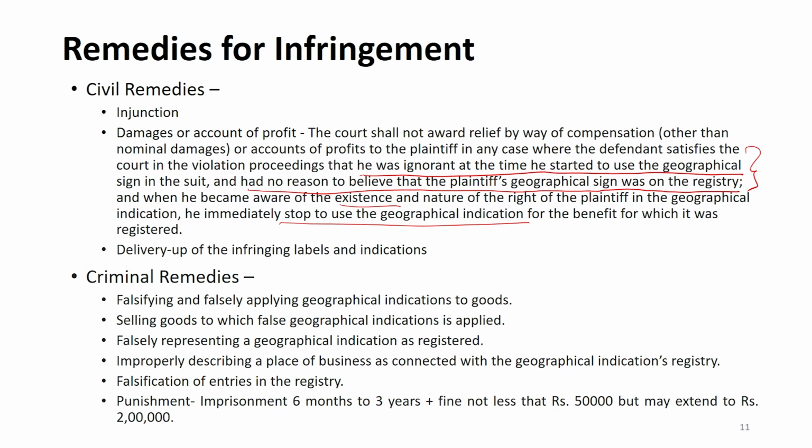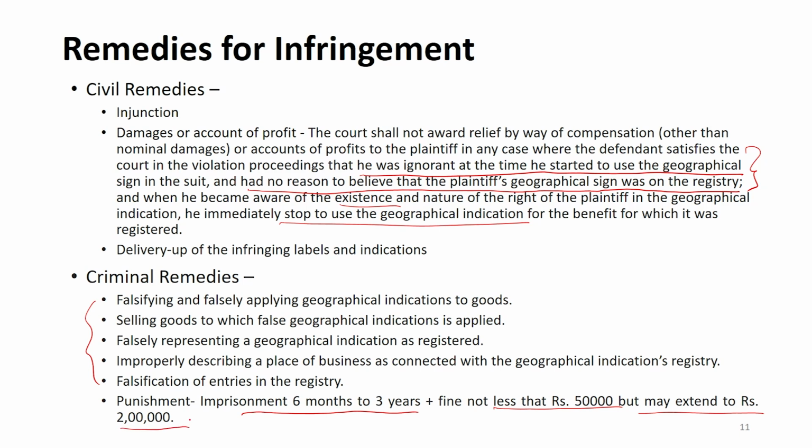The offences which have been defined are falsifying and falsely applying geographical indications to goods, selling goods to which a false geographical indication is applied, falsely representing a geographical indication as registered, improperly describing a place of business as connected with the geographical indications registry, and falsification of entries in the registry. All these are offences. The punishment is imprisonment for a term of 6 months, which may extend to 3 years, and a fine not less than 50,000, but it may extend to rupees 2 lakh also.